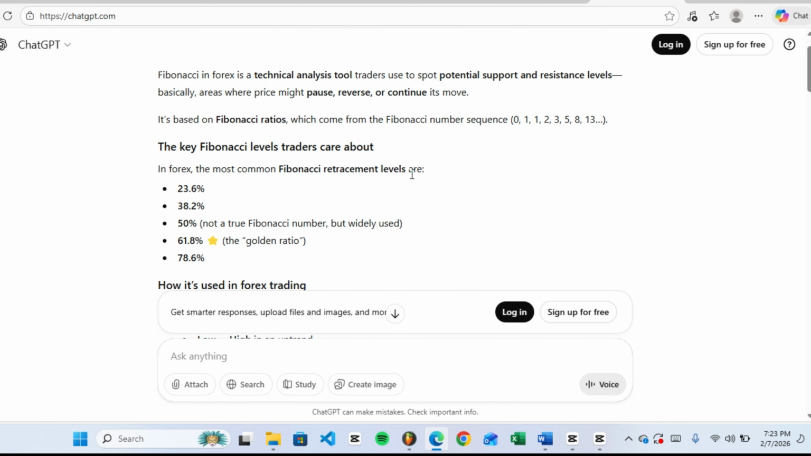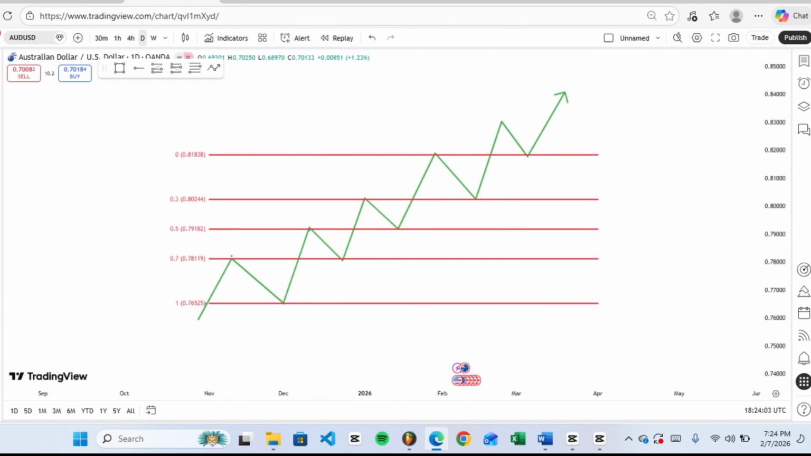The key levels traders care about are 26%, 38%, 50%, 61%, and 78%. And people mark this 61.8% as the golden ratio, but according to my own research, all this doesn't work that much. So I will show you my own settings that actually work the best for me, and they work more like magic. Look here, these are my own settings. I use the 30%, 50%, and 70% zones, and it actually works like magic for my support and resistance zones.